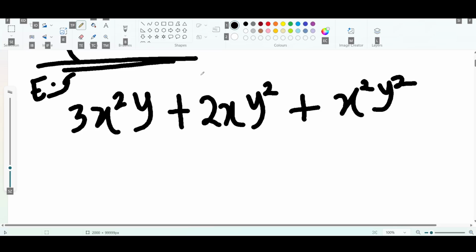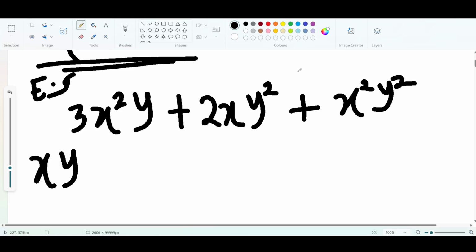Okay, so looking at this example, we will see that in these 3 terms, there are xy, xy, and xy, but the lowest power of the x is 1, which is this one. There is x squared here and there is x squared here. The lowest power here is 1 here too. So those ones will be the factor that we are going to factorize out. So x and y will be the factor. So we now open the brackets.